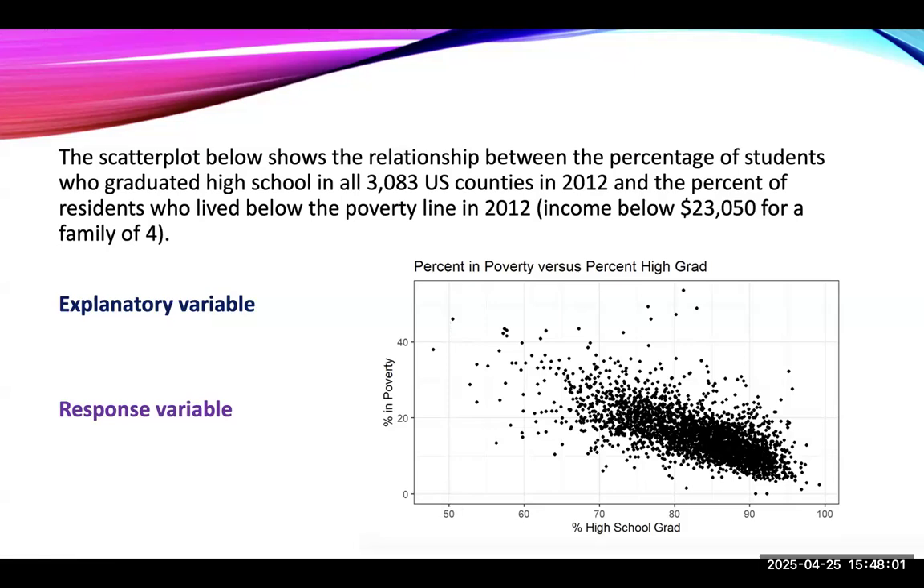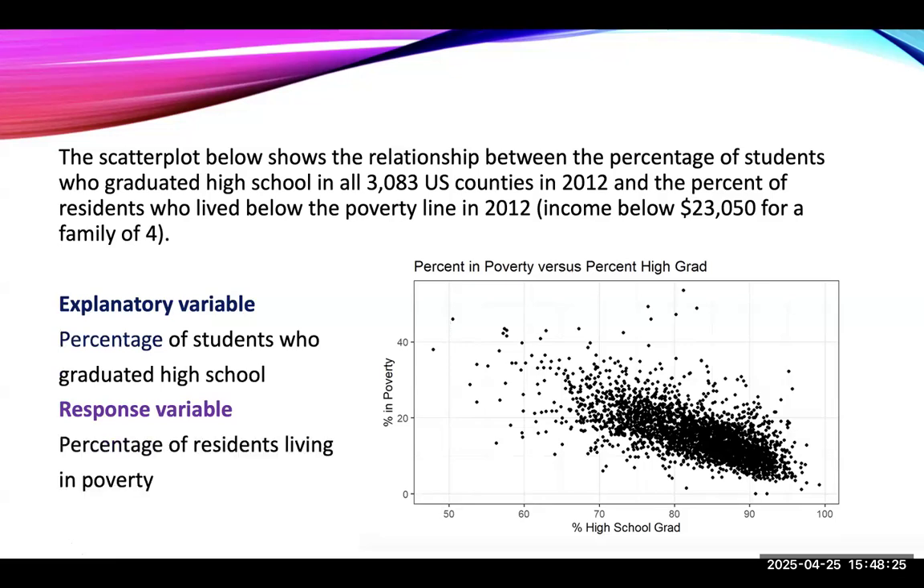Now, when we think there's a causal relationship between the two variables, we let the x-axis be the explanatory variable and the y-axis be the response variable. So here, the percentage of students who graduated high school influences, or we think influences, the percentage of residents living in poverty.